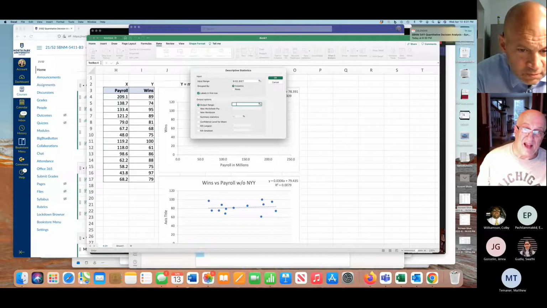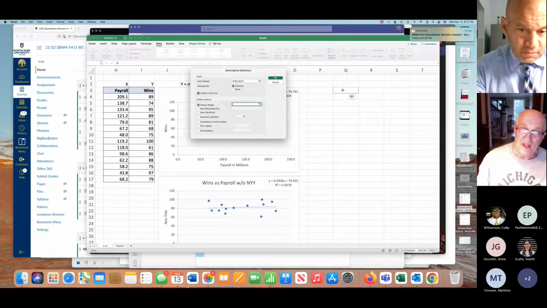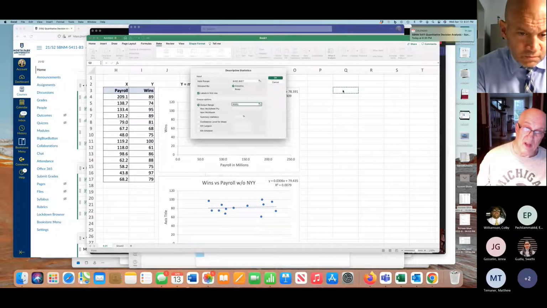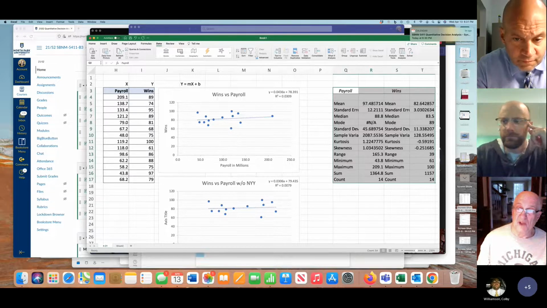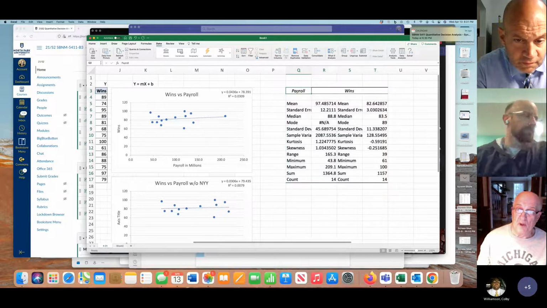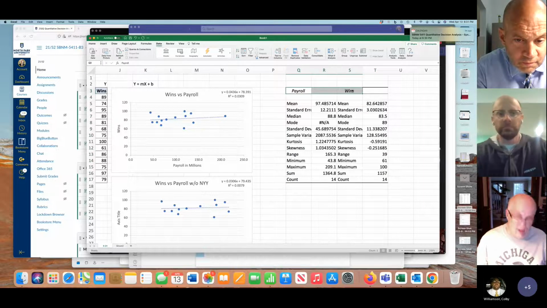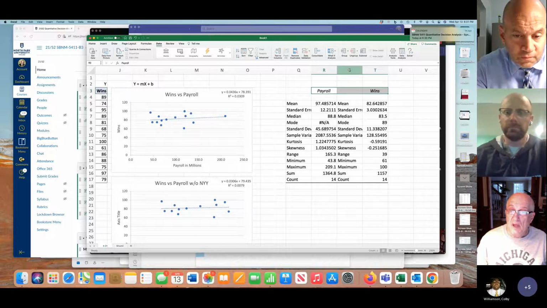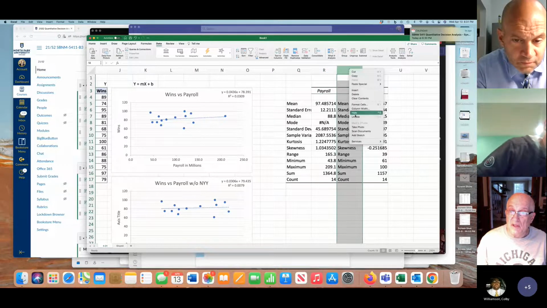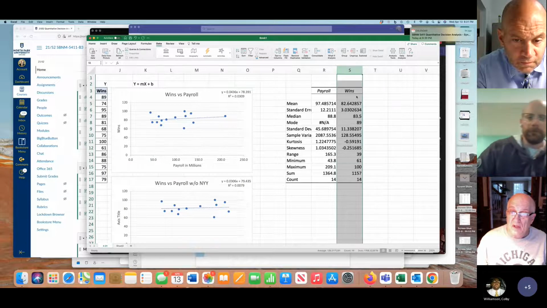I want to put my data on this sheet. I don't want to put it on another sheet. So let me click right there. It's going to start putting my data analysis there, and all I want is summary statistics. If this was a statistics class, we'd also do confidence level for the mean, but we're not. And there it goes. It gives me all this stuff. So for payroll and wins, I don't need this. I don't need to do it again. Let's say delete. So there's my wins.